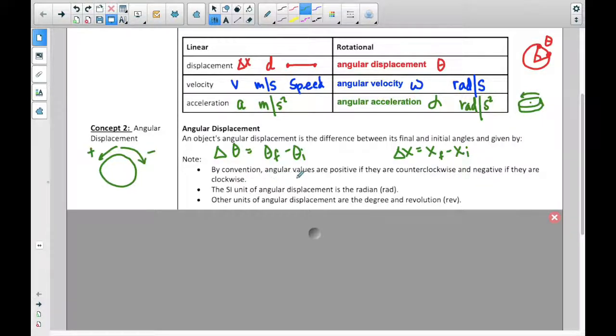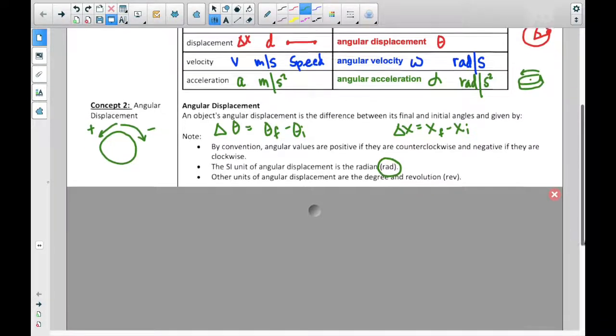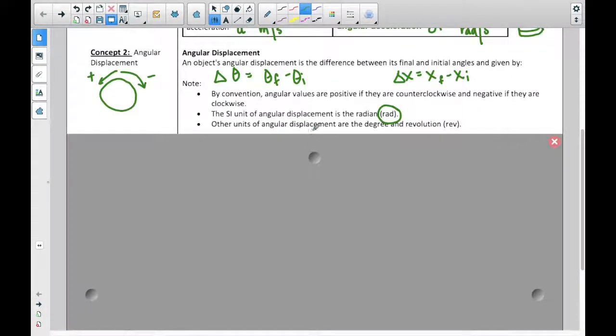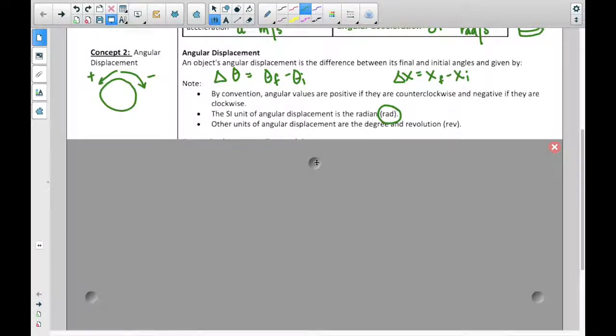By convention, angular values are positive if they are counterclockwise and negative if they are clockwise. That is what I noted over here. The SI unit is the radian, so we are going to be working in radians. Other units of angular displacement are the degree and the revolution. So sometimes some of the problems might talk about degrees, or they might talk about revolutions. And you maybe have heard of revolutions per second, revolutions per minute. That is an angular displacement term.